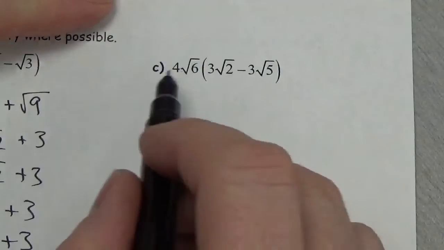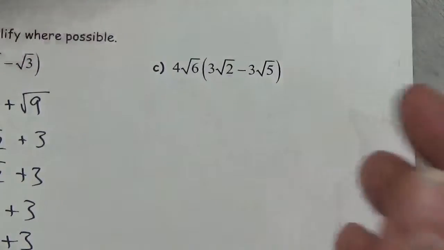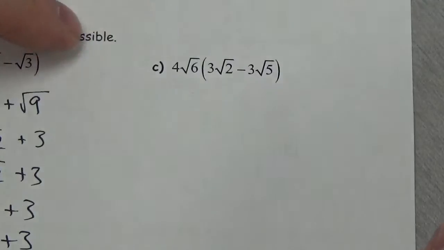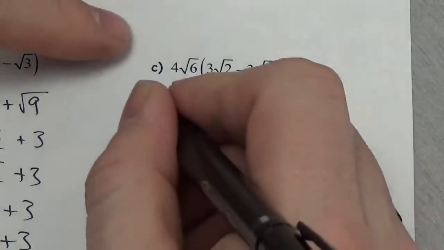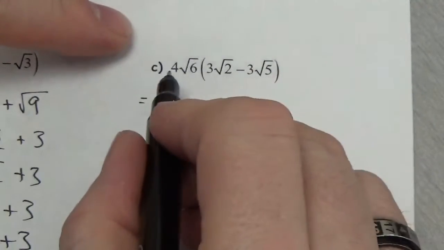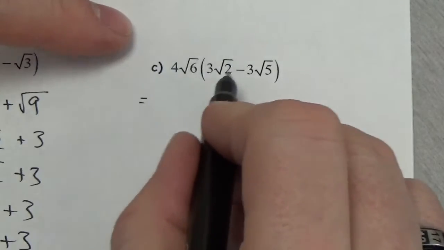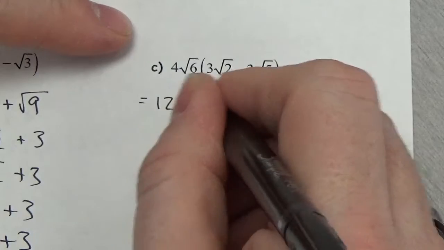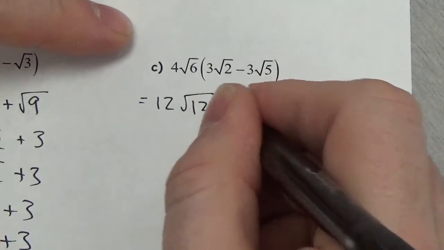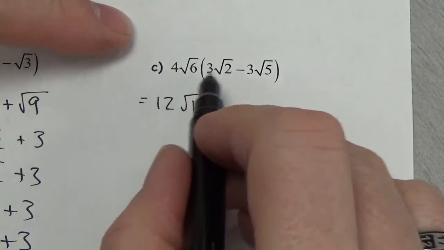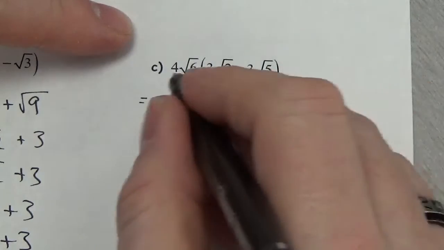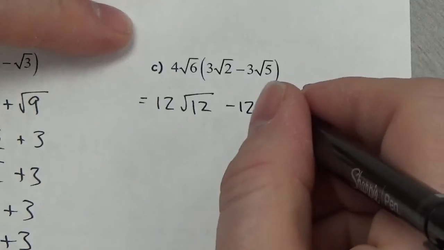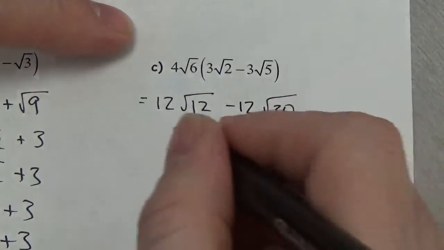Over here with this problem, I'm going to distribute the 4 root 6. Now that we're starting to progress, I should always look first to see if I can simplify anything. In this case, I really can't. So now I'm going to distribute this through. I'm going to multiply the 4 root 6 by the 3 root 2 first. So 4 times 3 is 12. Root 6 times root 2 is going to be root 12. 4 root 6 times negative 3 root 5 is going to be 4 times negative 3, which is negative 12, and then root 6 times root 5 will be root 30.